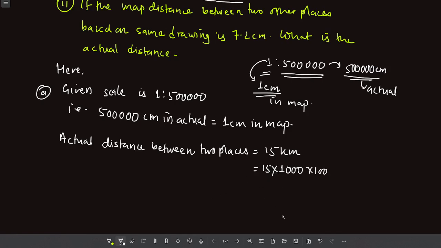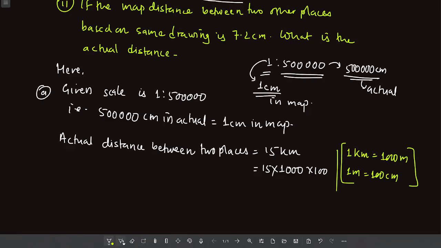Have you understood this conversion or not? Yes, sir. Okay, so we have done here 1 kilometer equals 1000 meter and 1 meter equals 100 centimeter. We have used this conversion rule. So in order to convert kilometer into meter, we multiply by 1000, and to convert meter into centimeter, we multiply by 100. So that is why 15 kilometers should be multiplied by 1000 at first to convert into meter, again by 100 to convert into centimeter.